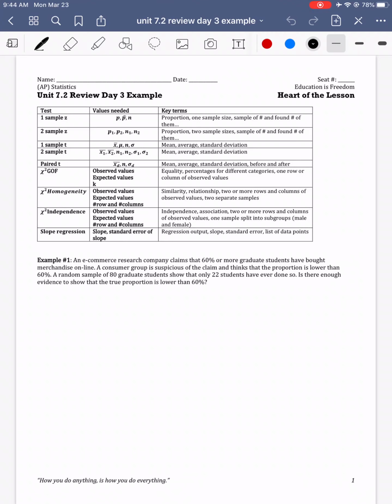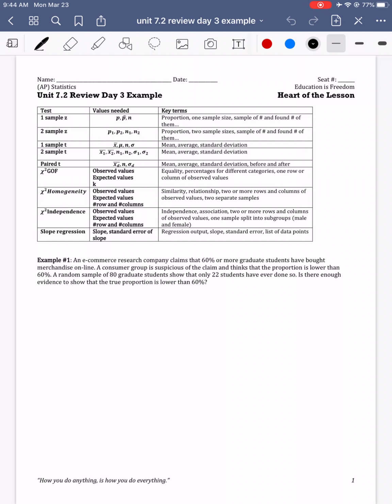Today we're going to continue with the theme of making sure we know what type of hypothesis tests we are doing. So from yesterday, I've created this table to synthesize what we need for every type of test. So looking at this table here, we have every test listed.